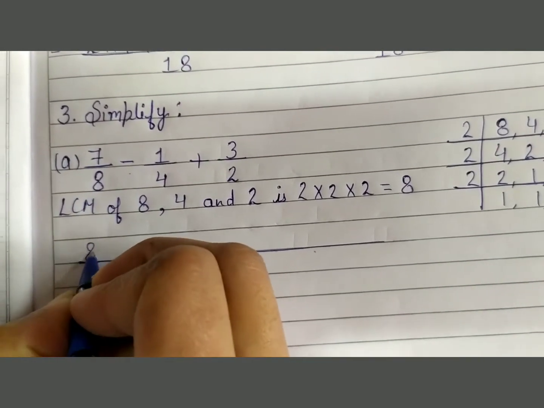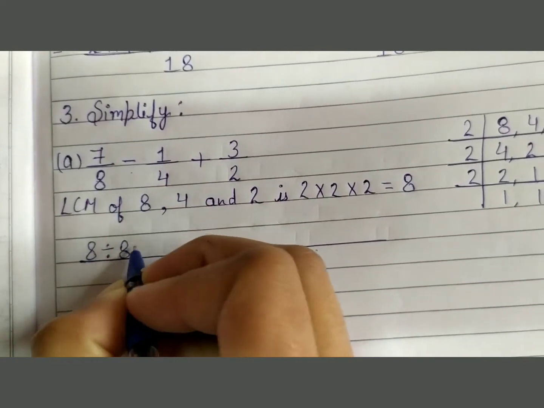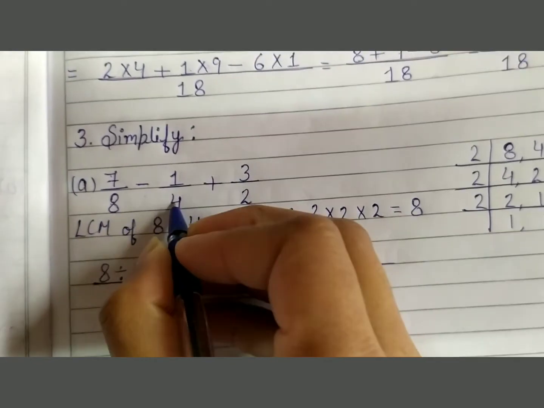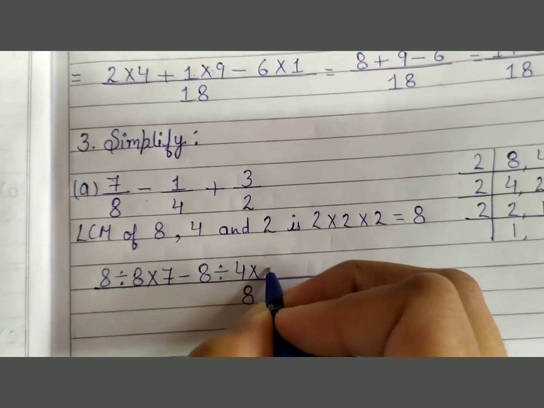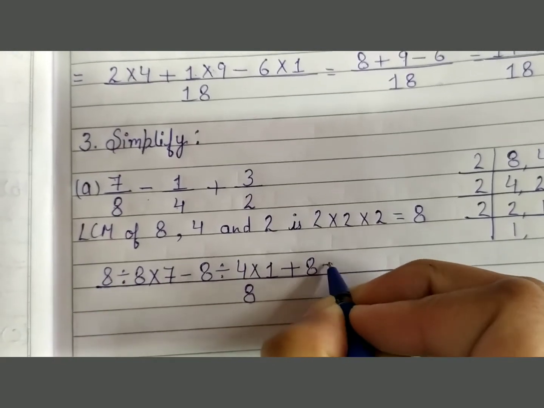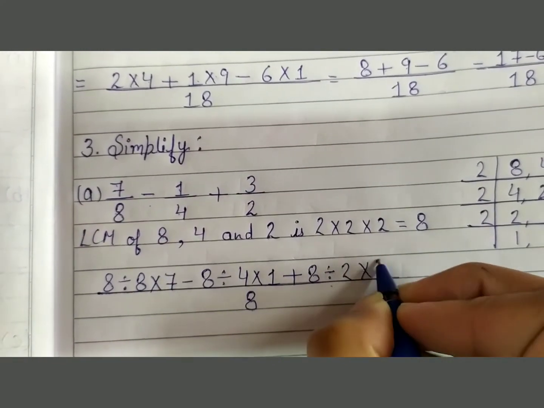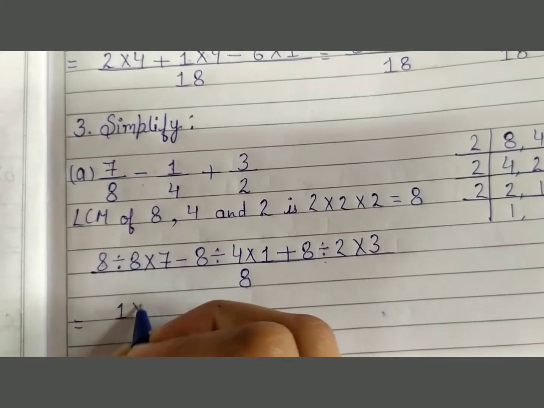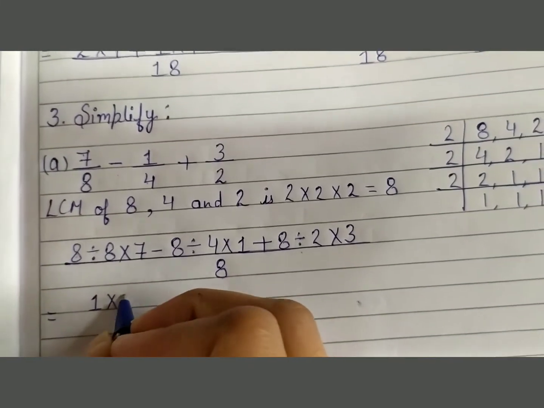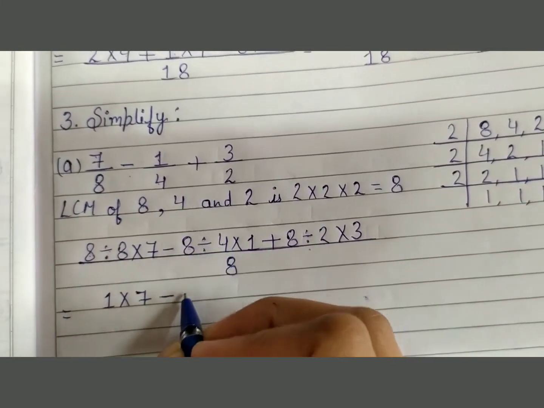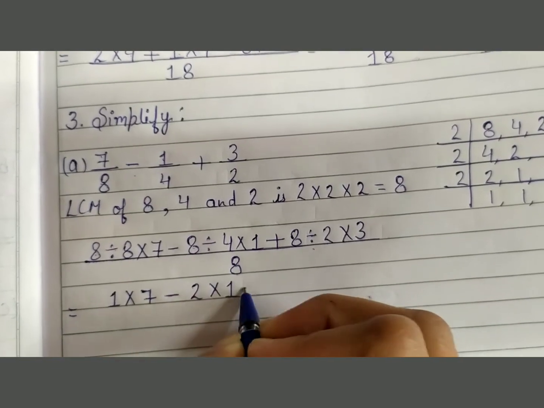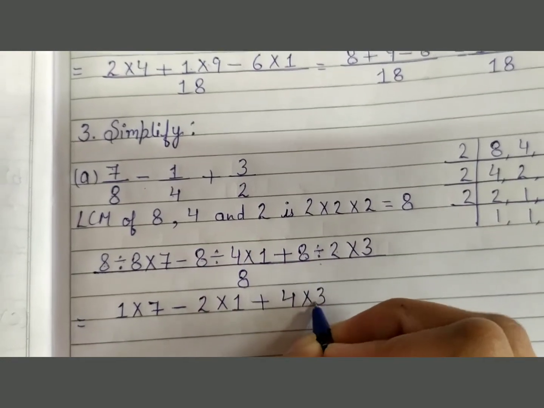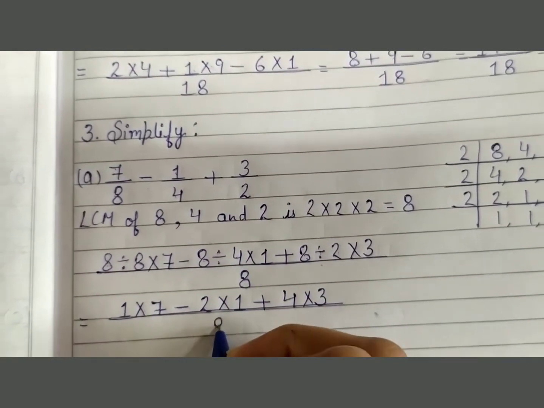Again write 8 divided by 8 multiply by 7 minus 8 divided by 4 multiply by 1 plus 8 divided by 2 multiply by 3. Children, 8 divided by 8 is equal to 1, multiply 7, minus 8 divided by 4 is 2, multiply 1, plus 8 divided by 2 is equal to 4, multiply 3, as it is upon 8.